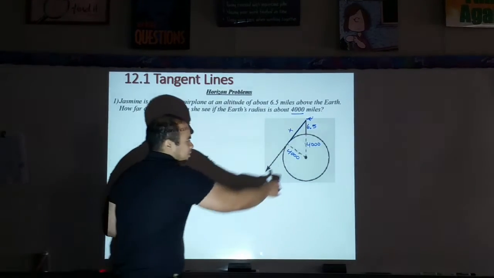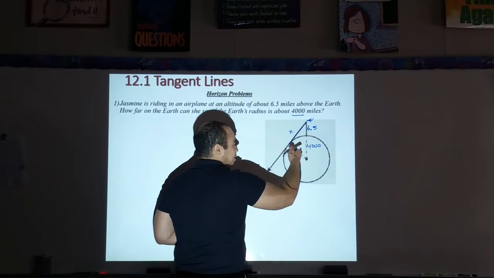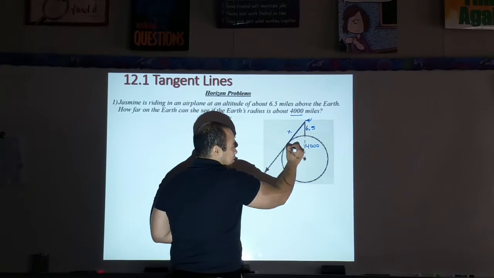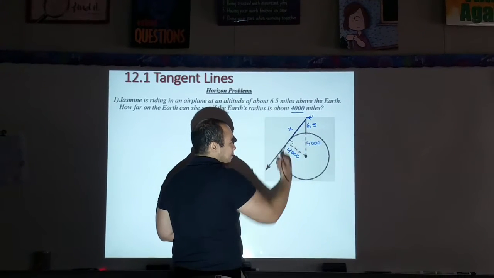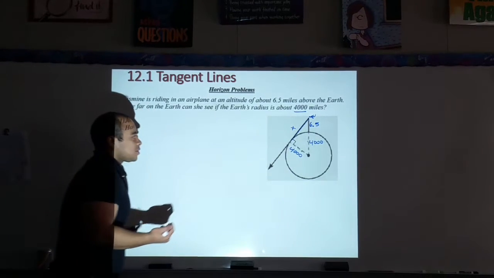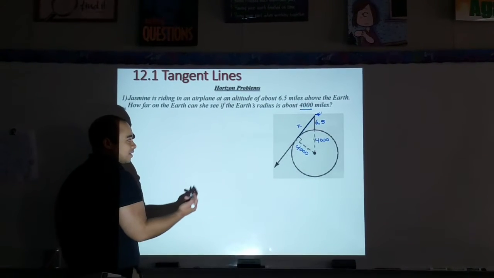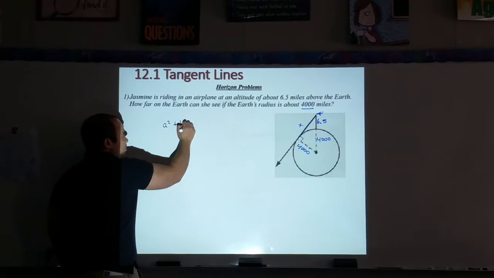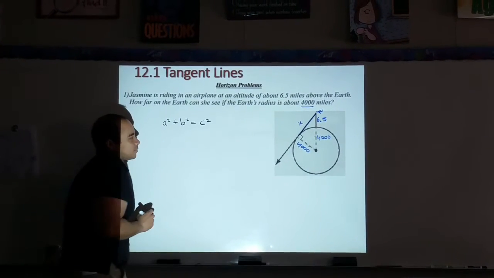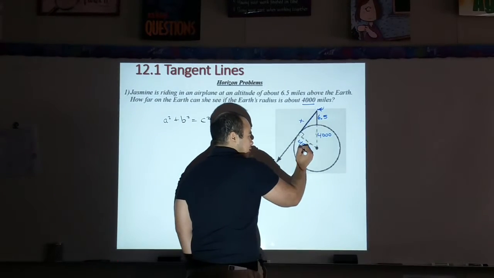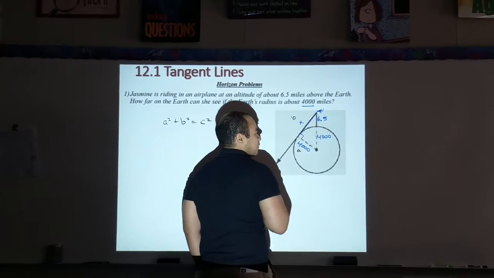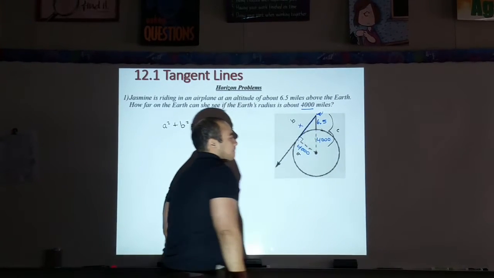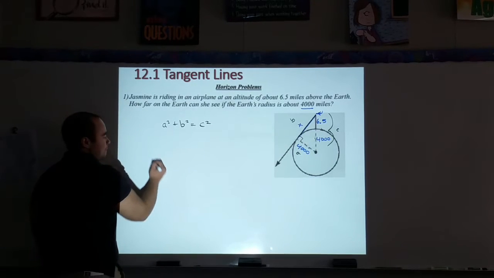Well, if we remember correctly, the radius is perpendicular to our tangent line. So that means this forms a right angle. If that's true, we have a right triangle. So in order to solve for a missing side length in a right triangle, we're just going to use the Pythagorean theorem. A squared plus b squared equals c squared. Because this radius is our a, the side we're looking for is b, and this whole piece together is c. So let's just plug it in and see what we get.